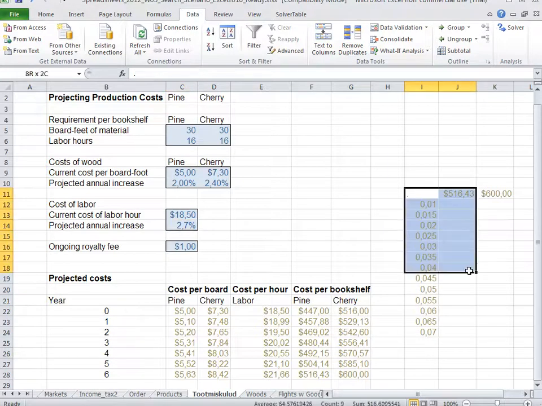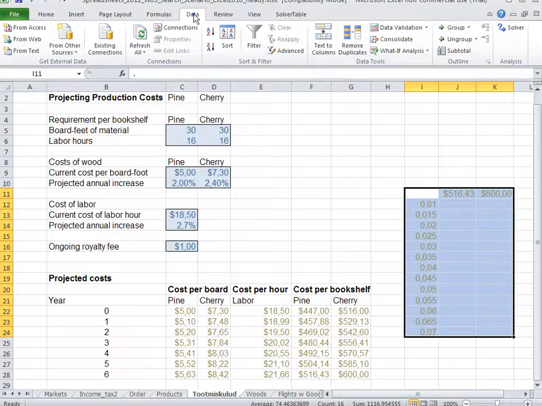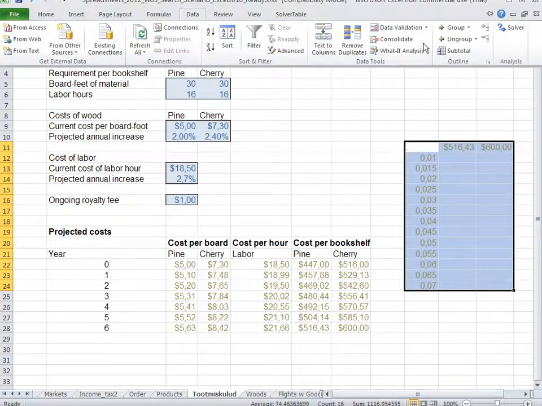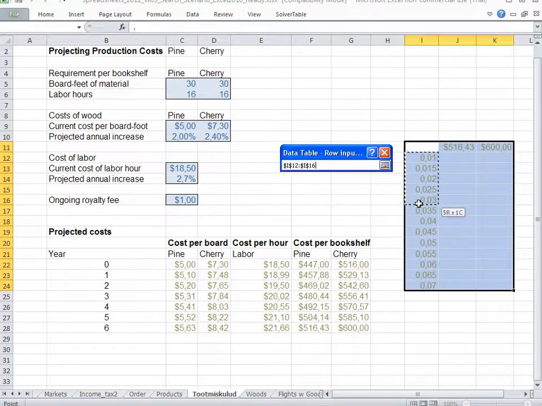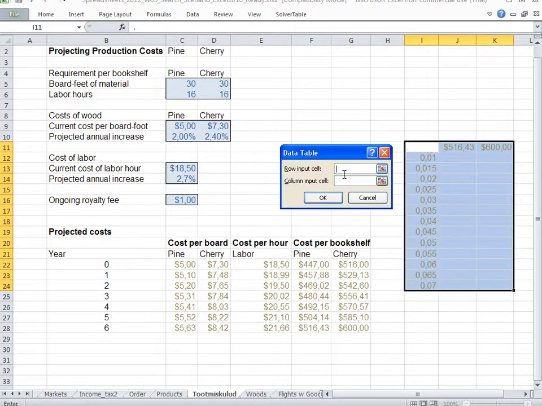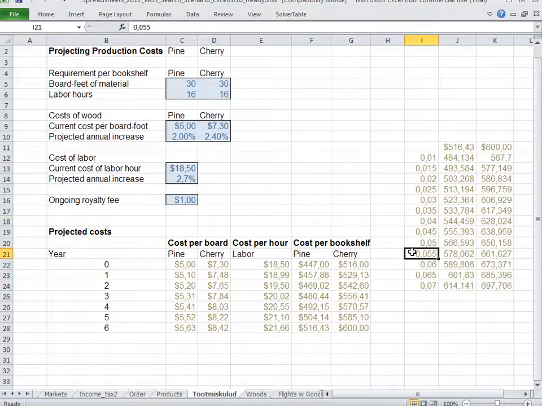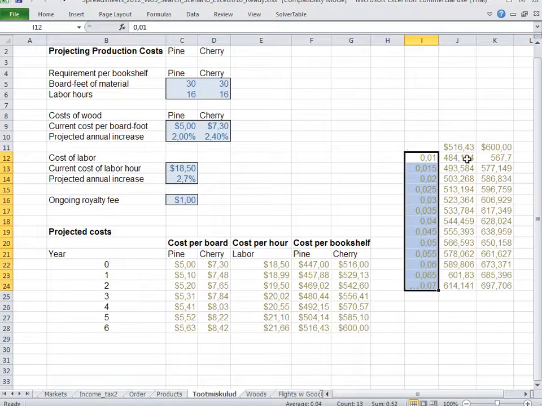So we select it, we do data, what-if analysis, data table, and since these numbers are a column, we say that column input cell is this 2.7%. Okay, and now we can graph it out. Remember that we can again use XY scatter graph or scatter graph, because this is the x-axis and these numbers go to the y-axis.